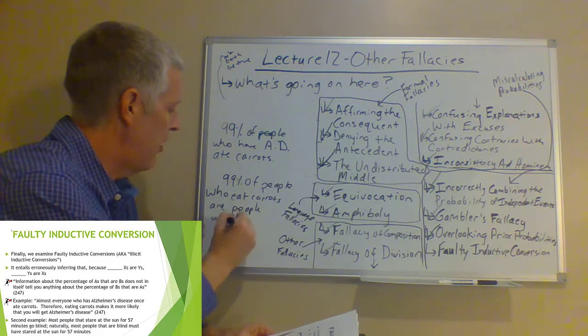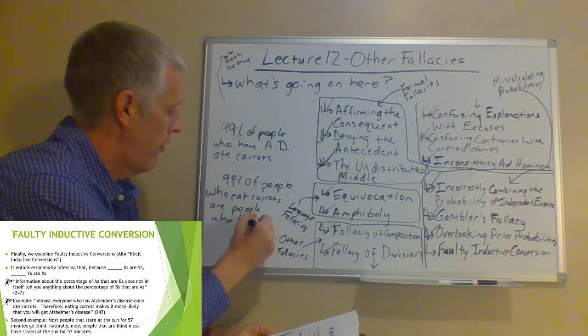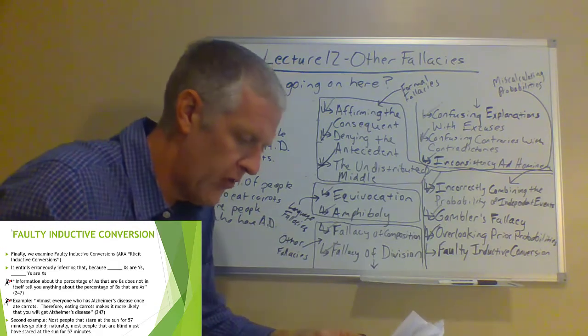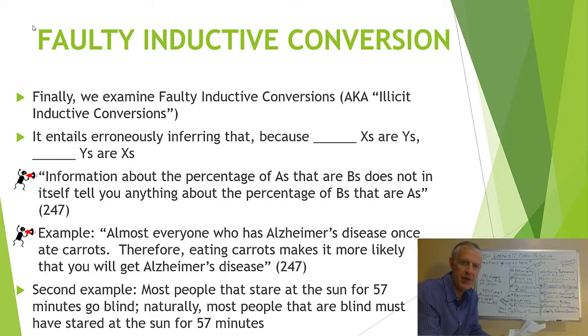Who have or will get Alzheimer's disease. Okay, that's not necessarily true. So I'll go back and finish the quote itself. Almost everyone who has Alzheimer's disease eats carrots. Therefore, eating carrots makes it more likely that you will get Alzheimer's disease. However you want to put it, this is a different way of couching the same kind of argument in slightly different language. Same underlying mistake.